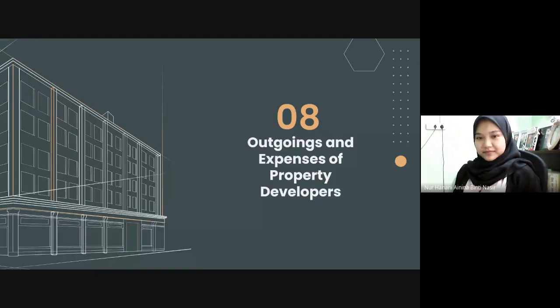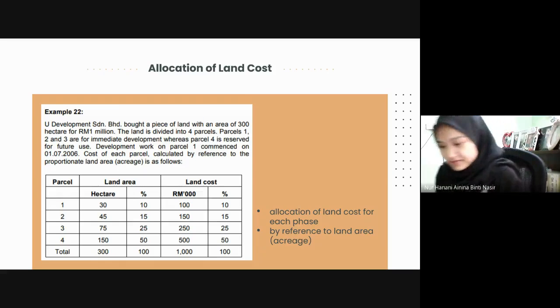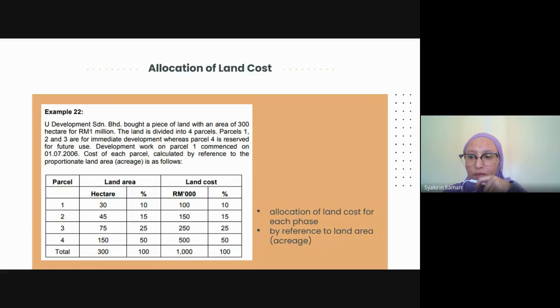Okay, thank you, Abby. I will proceed with outgoings and expenses of property developers. First is allocation of land cost. If the development project consists of more than one phase with different types of properties, the allocation of land cost for each phase should be done by reference to land area.